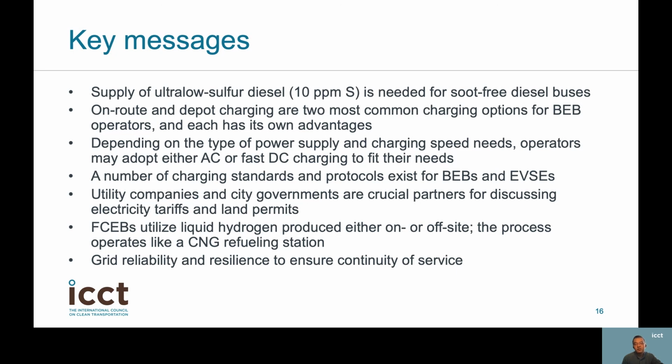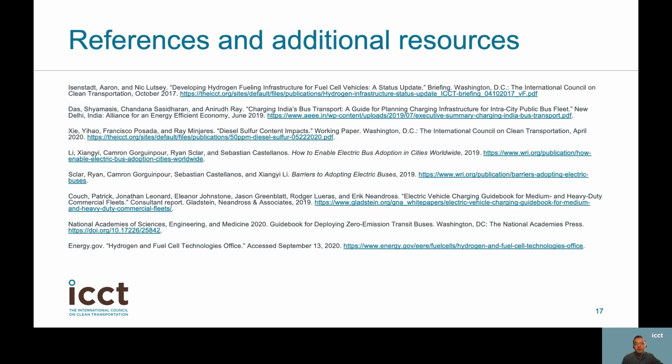Fuel cell electric buses utilize liquid hydrogen produced either on or off-site. The process operates like a CNG refueling station. Grid reliability and resilience to ensure continuity of service is important. These are the references and additional publications on the subject of soot-free and zero-emission technology infrastructure.